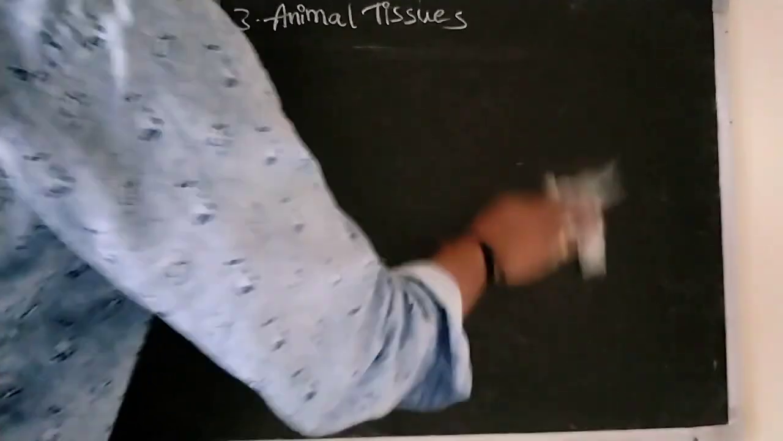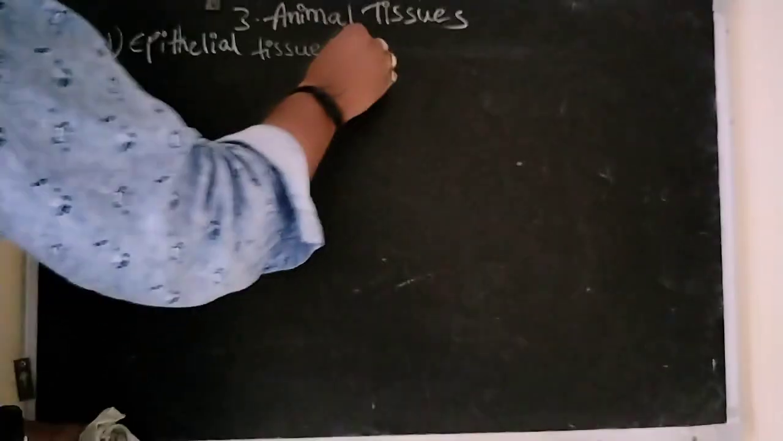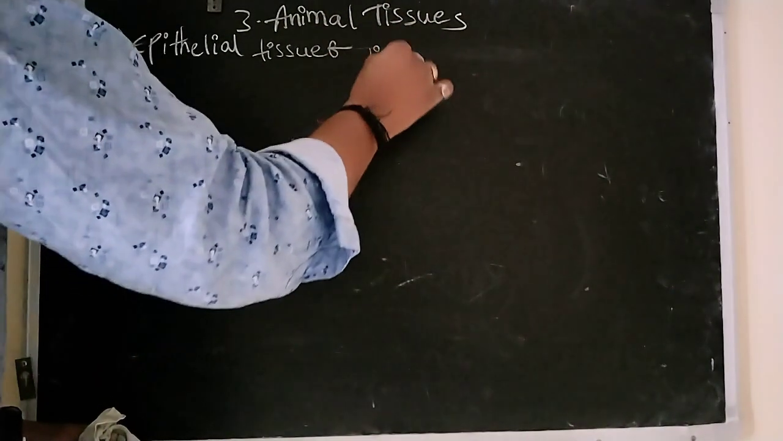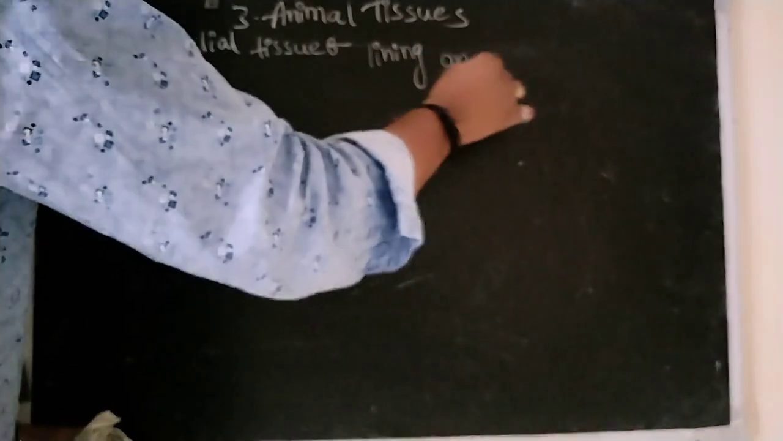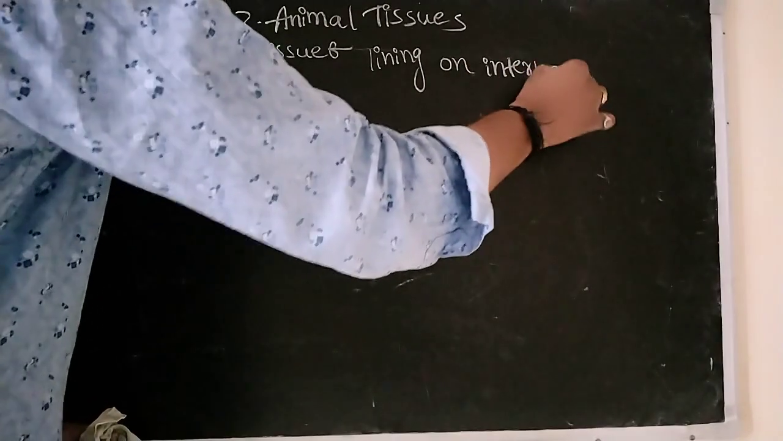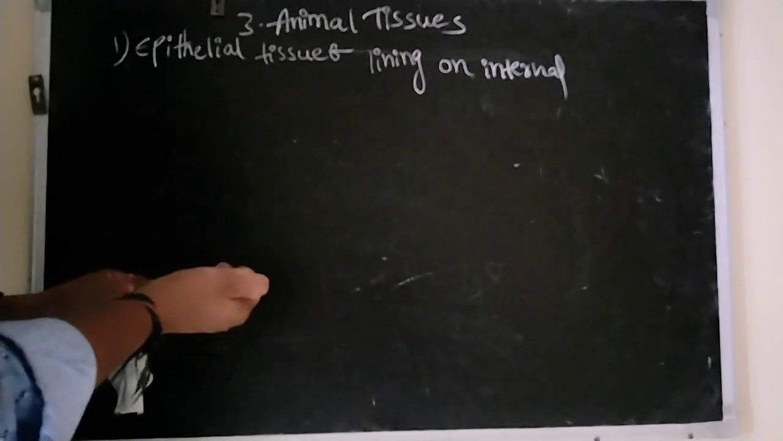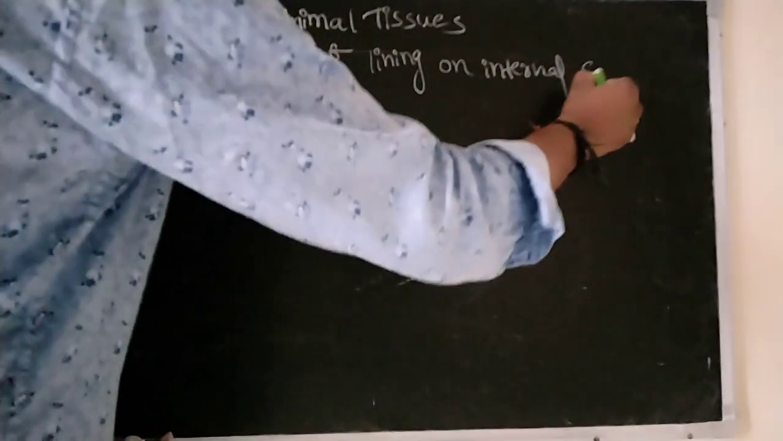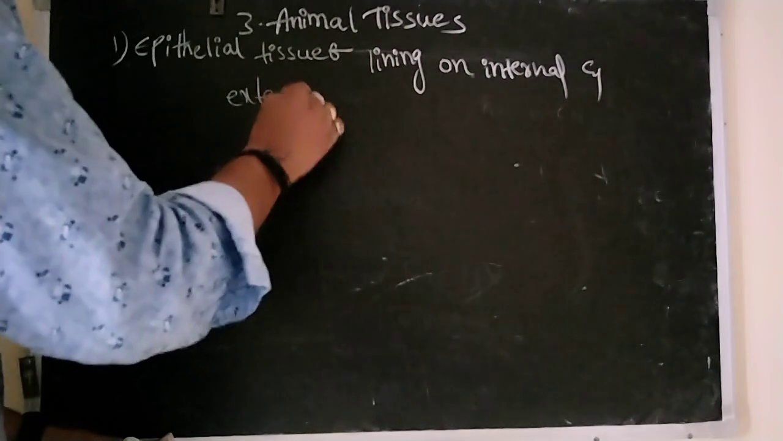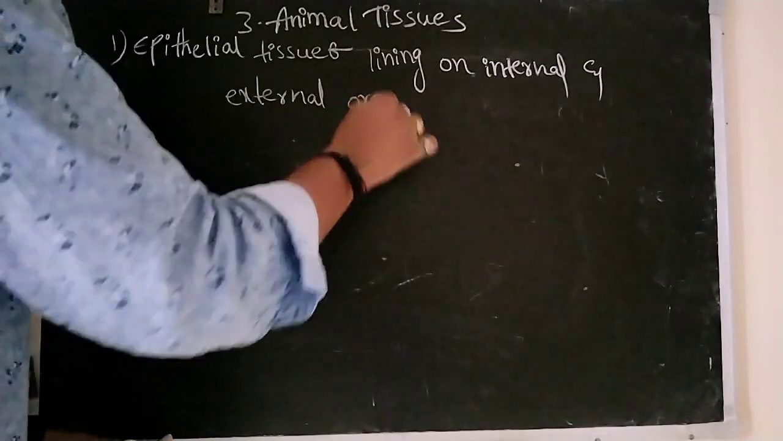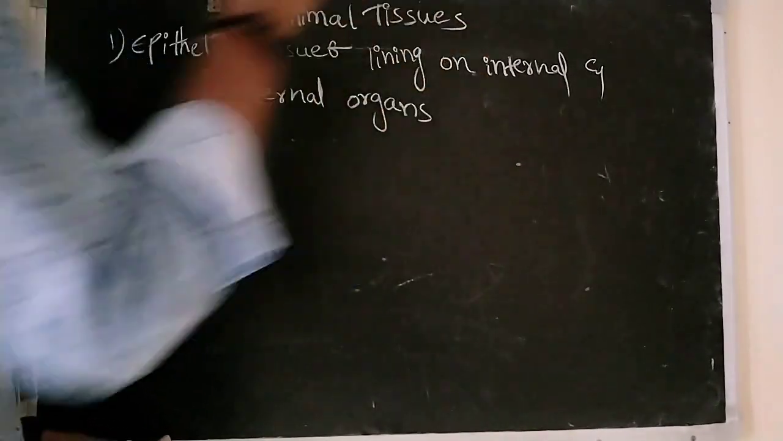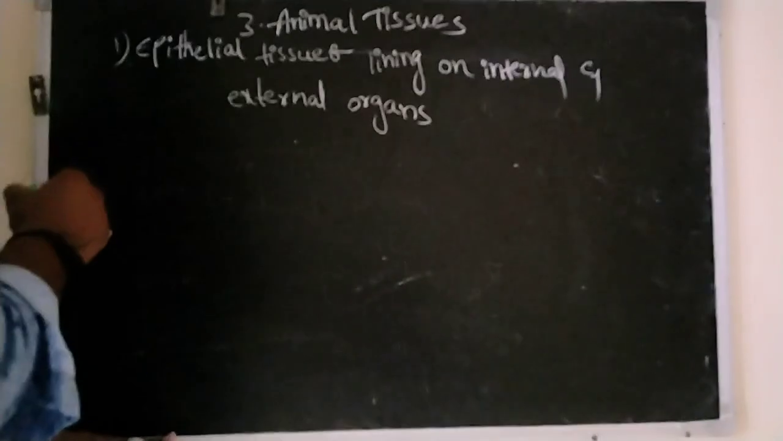First one is the epithelial tissue. The tissue that forms lining on internal and external organs of the body is called epithelial tissue.